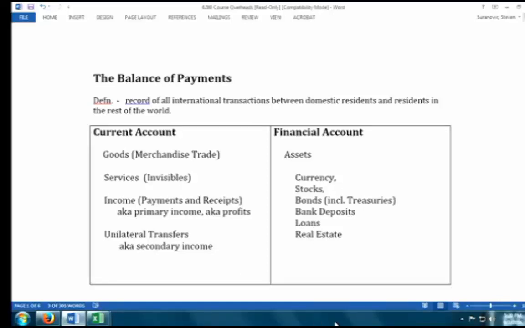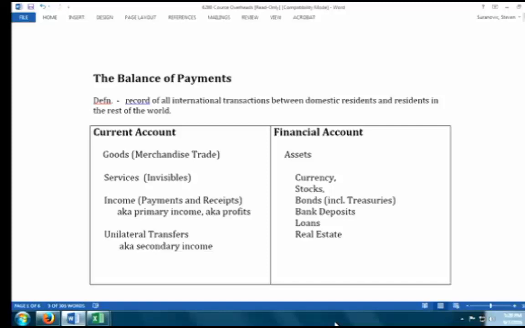Now, the financial account is an important other account that appears on the balance of payments. And it's the one that's kind of less talked about. But we're going to talk a lot more about the financial account. And you're going to learn a lot more about it than you may in other classes, perhaps. So the financial account is the flip side. And it's all transactions that take place for assets. And assets include the following types of items.